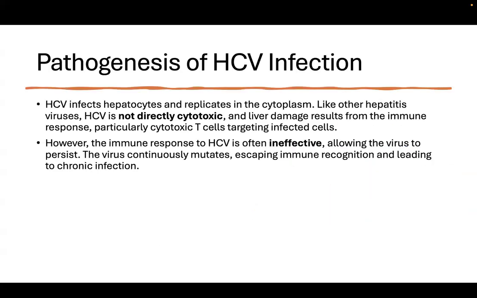So again, just like I said before, hepatitis viruses in general do not do any direct killing. They just lead to a lot of immune responses, specifically your cytotoxic T cells. The thing about our immune responses is that they are quite ineffective because we have the quasi-species. We have multiple hepatitis C viruses that are just having mutations everywhere. So our immune system cannot keep up with the quasi-species.